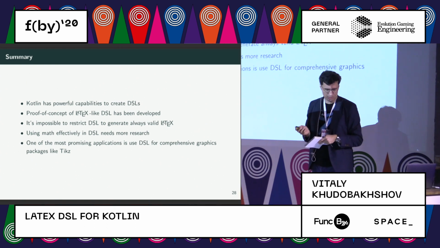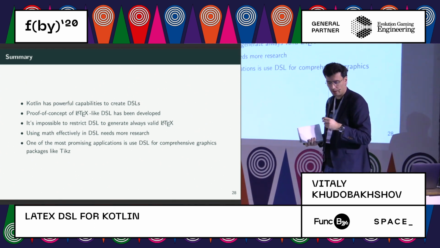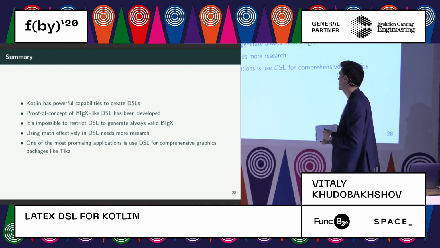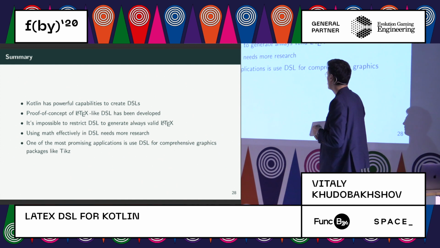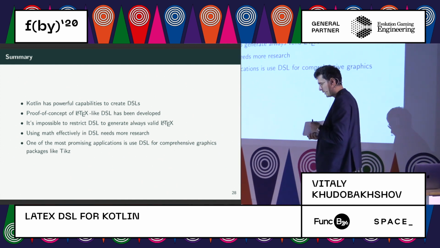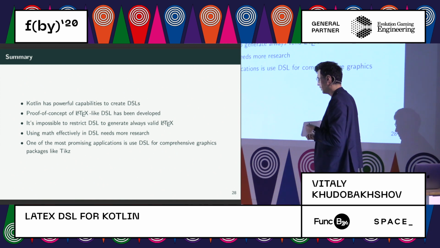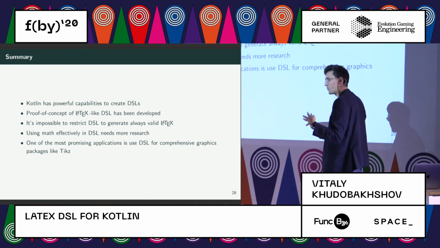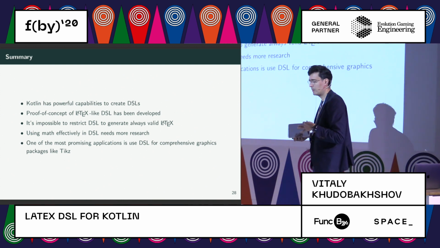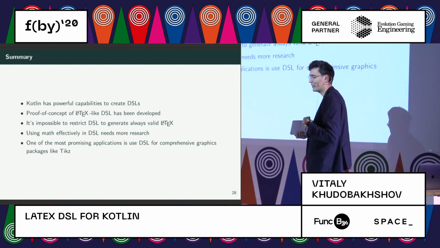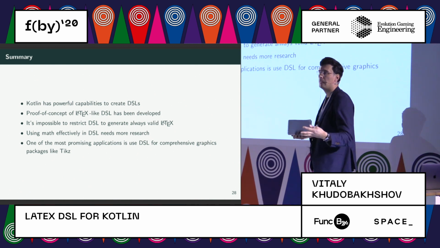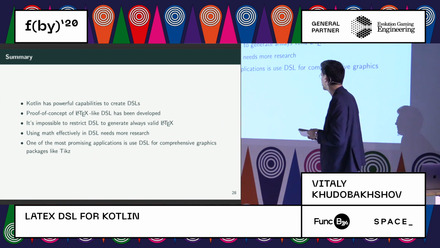So, summary. We have only 2-3 minutes. Kotlin really has powerful capabilities to create DSLs, and a proof of concept of a LaTeX-like DSL has been developed, but it's impossible to restrict the DSL to generate always valid LaTeX. It's a very important thing. That's because right now it's impossible to manage all stuff without using strings. But if you are going to use strings, we have to use standard interpolation rules. So we can't guarantee to provide valid generated LaTeX code.